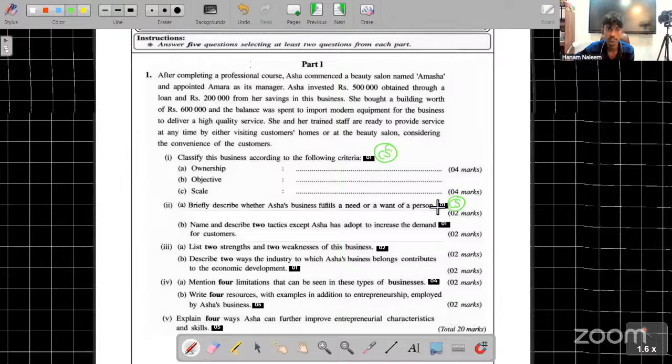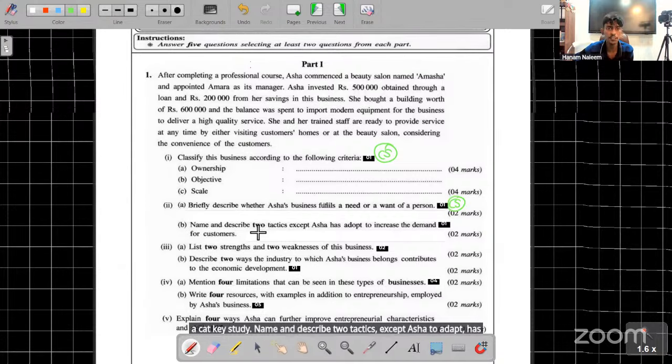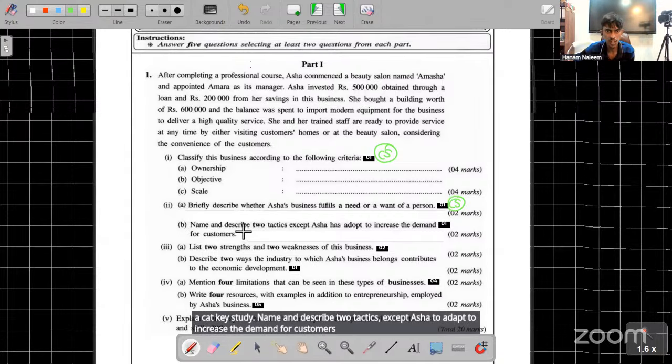Name and describe two tactics Asha can adapt to increase the demand from customers. Maybe this is also a case study, but since it's about increasing demand, maybe we'll keep it on hold. We'll see the case study and see. Any other questions? No, that's all.